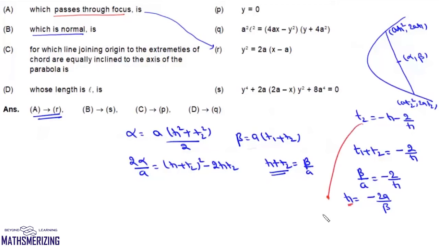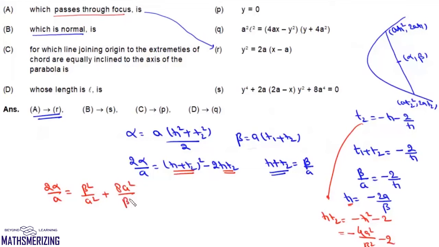So we'll multiply t1, we can write t1 t2 as minus t1 square minus 2. So it'll be minus and then 4a square upon beta square minus 2. So now we'll put the value of t1 plus t2 and t1 into t2. So it'll be 2 alpha upon a, and this is t1 plus t2 square. t1 plus t2 square is beta upon a square. So it'll be beta square upon a square minus 2 t1 t2. So it'll be minus and minus will be plus. So it'll be 8a square upon beta square plus 4.